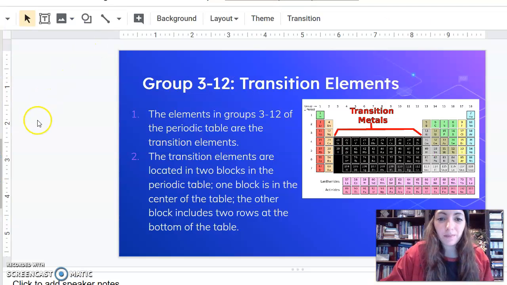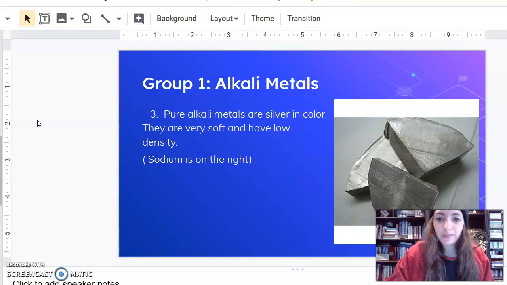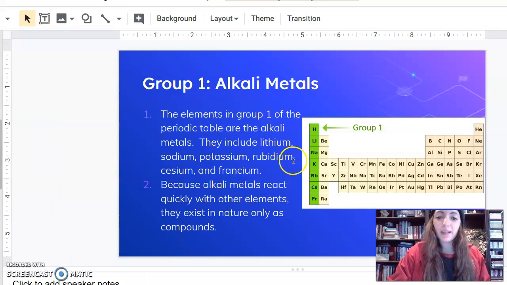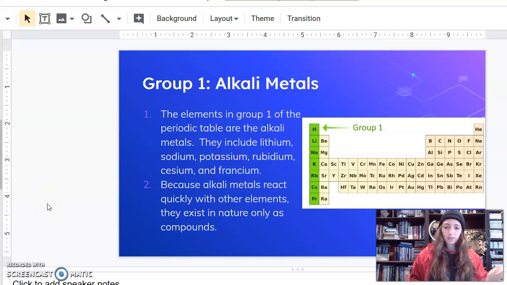Let me jump into our PowerPoint. So our alkali metals are group 1. So that would be the answer to that question. And I'll let you guys finish the rest of that. And then we're going to move on to the next page of your homework. That is page 36.